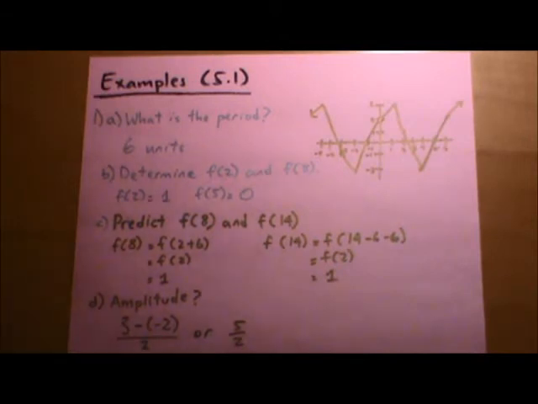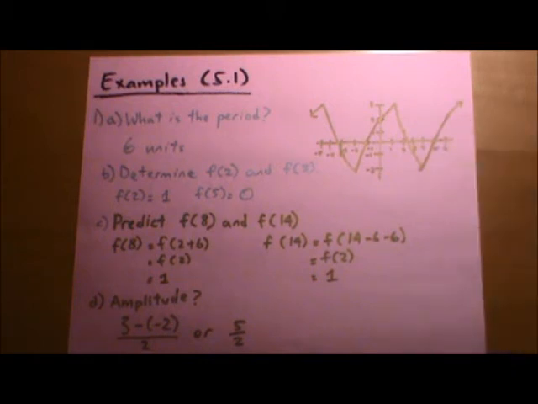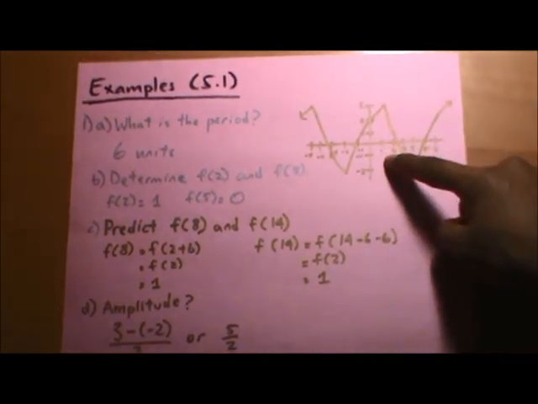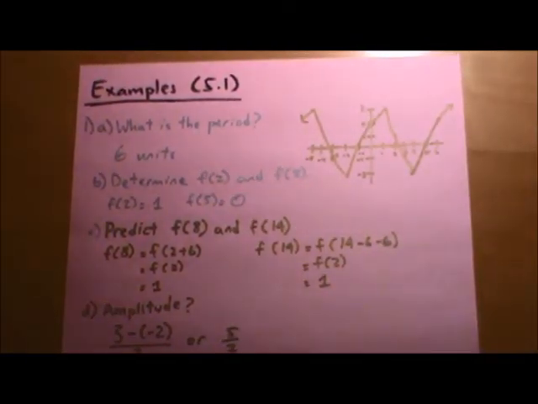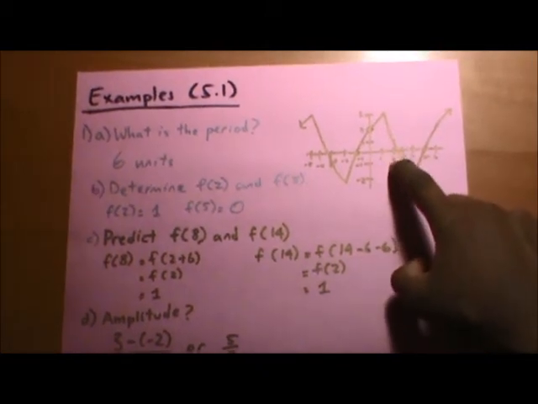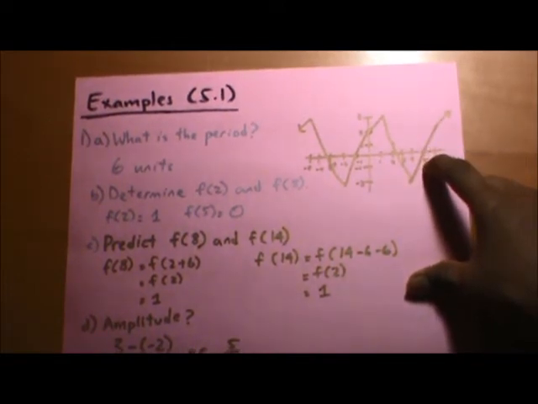The one example in this section is to use the graph on the right and answer the following questions. So number 1, what is the period? Now, we know what a period is, and since this point is at -5 and this is at 1, we can conclude that the period is 6 units. B, determine f(2) and f(5). f(2) is 1 because if you look at 2 on the x-axis, you can tell it's 1, and f(5) is on the x-axis.